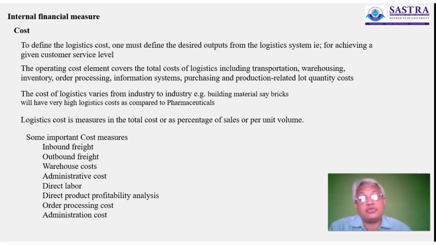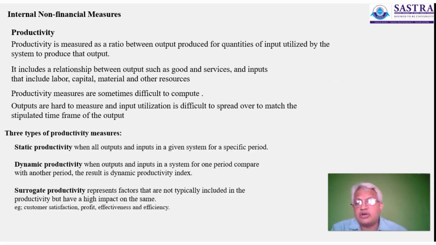Warehouse cost is also an important cost, as are administrative costs related to logistics, and direct labor for loading and unloading of the goods. These are not full-time workers. And direct product profitability analysis can be done. Then there is order processing cost, which is again an administration cost. So these are the different cost measures. As the names are very obvious, we'll not go into details of that.